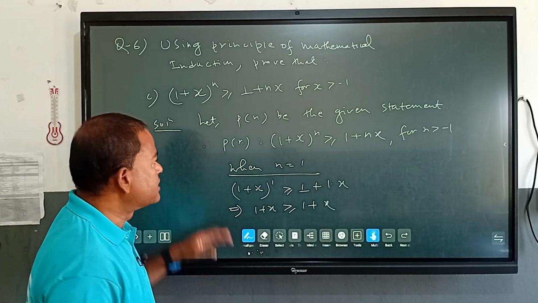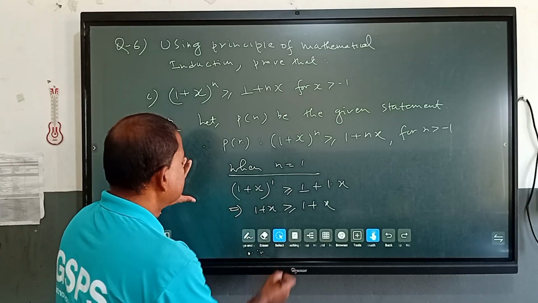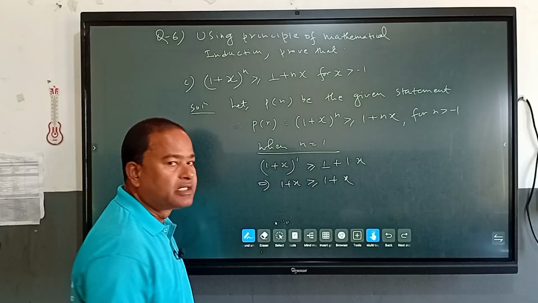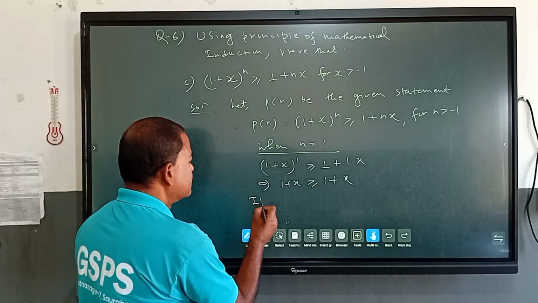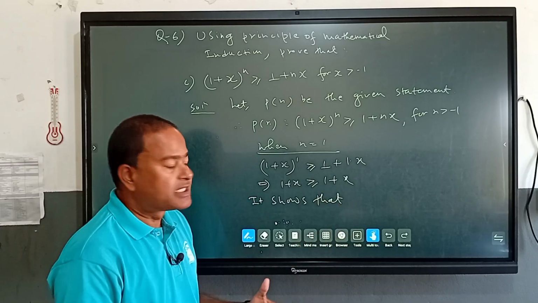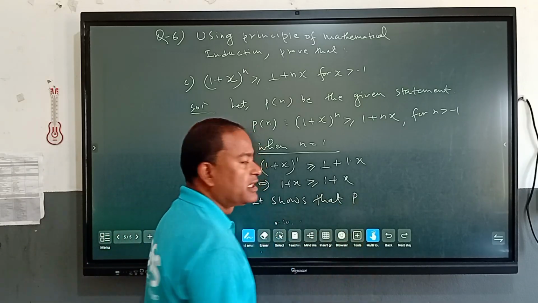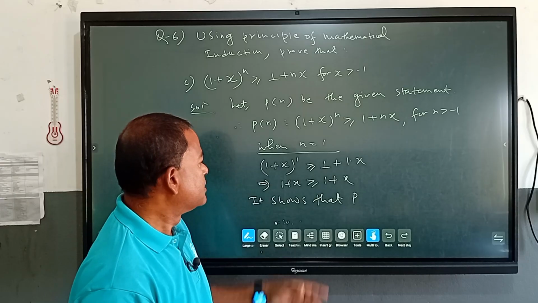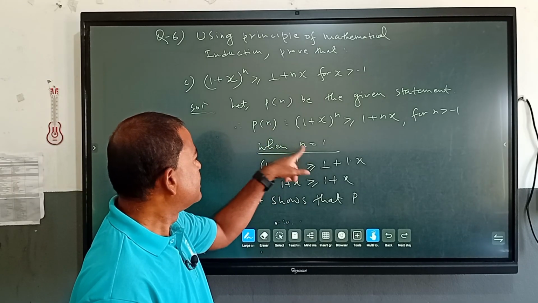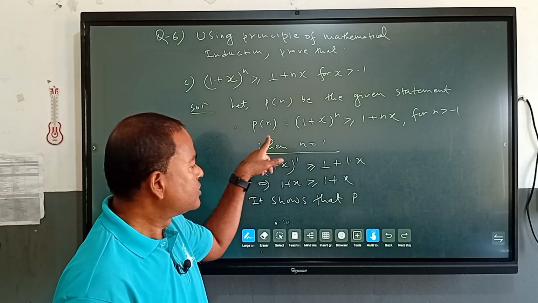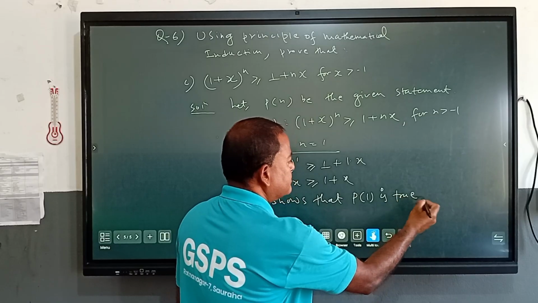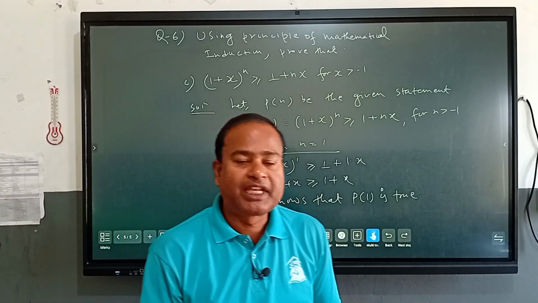So let's write the conclusion. Therefore, it shows that Pn is true for n equals 1. If we put the value of n as 1 in the given statement, then it will be P1. So we can write, it shows that P1 is true. The given statement is true for n equals 1.